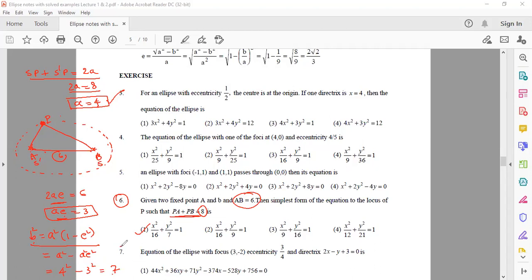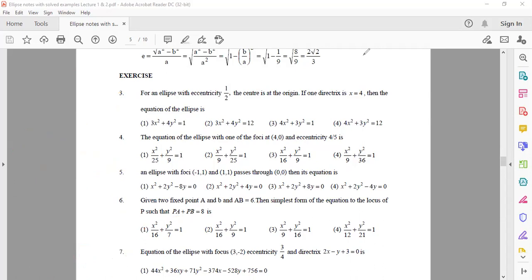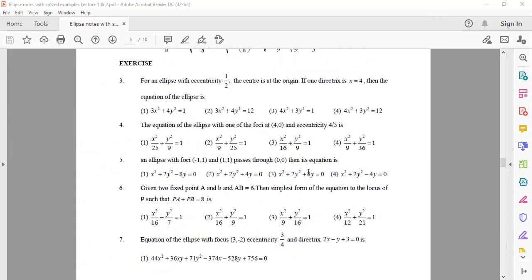Now we are going to the second definition of ellipse. Can you read it? Can I clear this? Yes, sir. Okay. Read question number 7. Can you tell me which method you should use for finding the equation of the ellipse? What are the things given? Focus, eccentricity, and directrix. If focus and directrix are given to you, how do you find the equation of the ellipse? Eccentricity is also given.